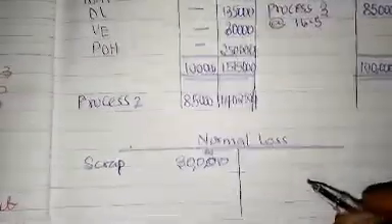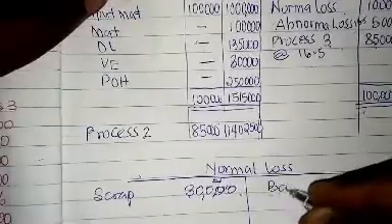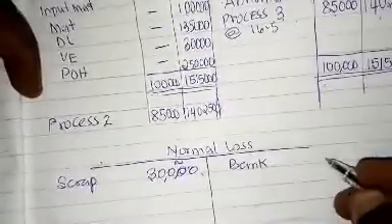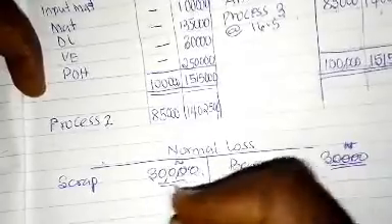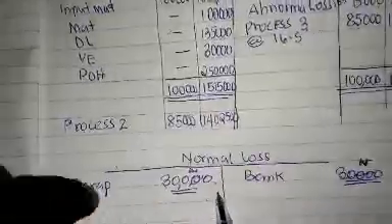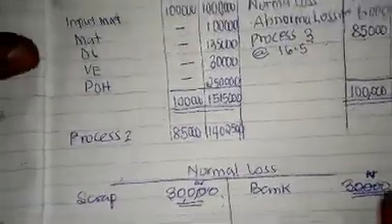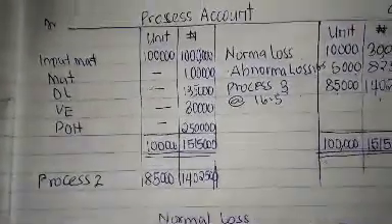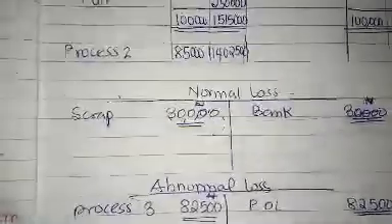Now when you sell the scrap from the loss, it goes to the bank. So you debit the bank and credit the normal loss with this amount, and this is closed up. So the normal loss is being sold as scrap. You debit the bank, and credit the abnormal loss, and that solves that. So that is how to show the process. This one is the process 2 account.